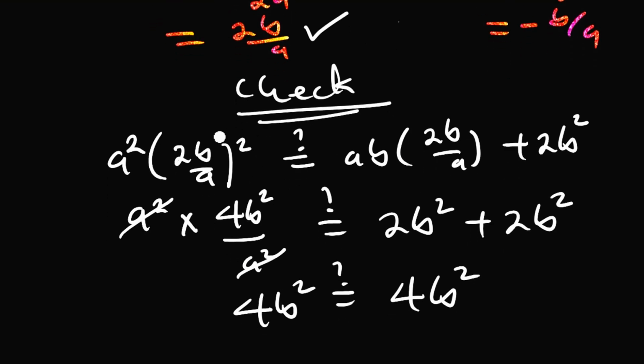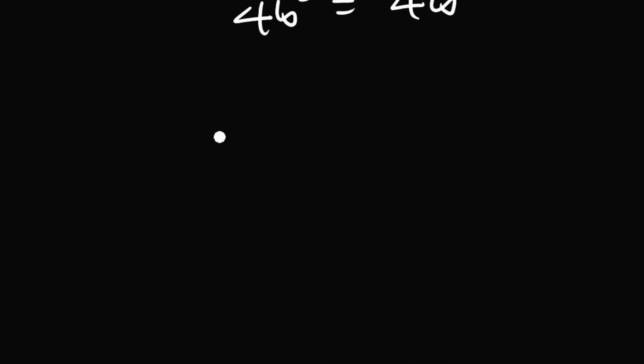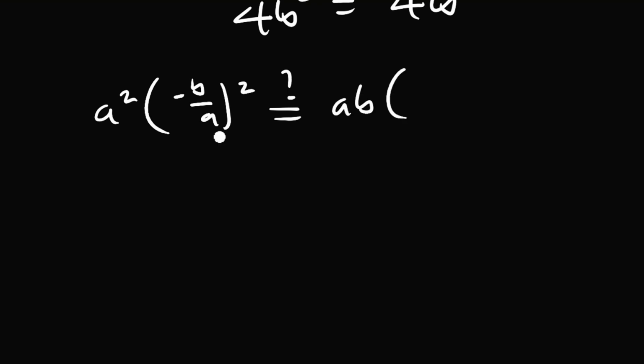We can also try with the other solution, that is minus b over a. So we have a squared into x squared. So the other solution that we had was minus b over a. So we have minus b over a squared, and we check if that is going to be equal to abx. abx is minus b over a, now plus 2b squared.